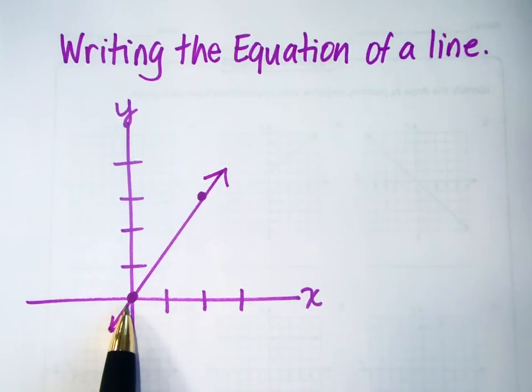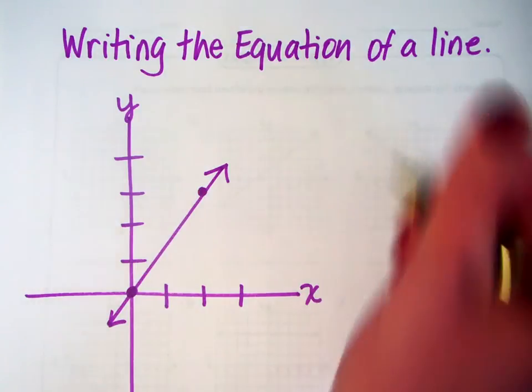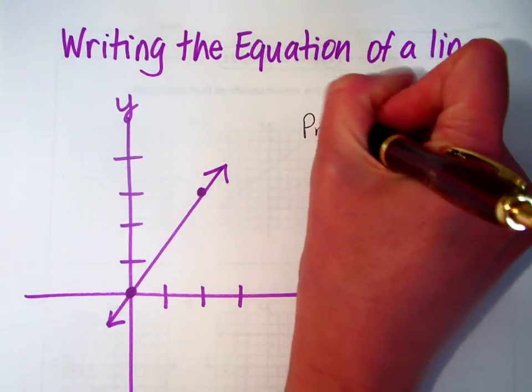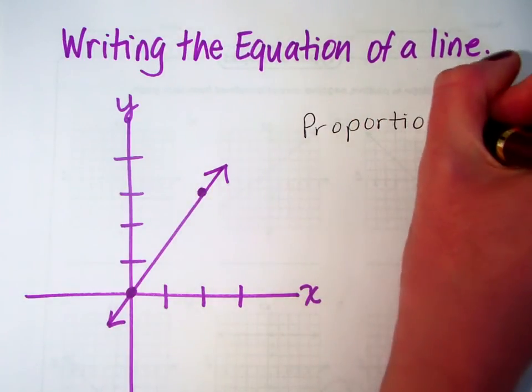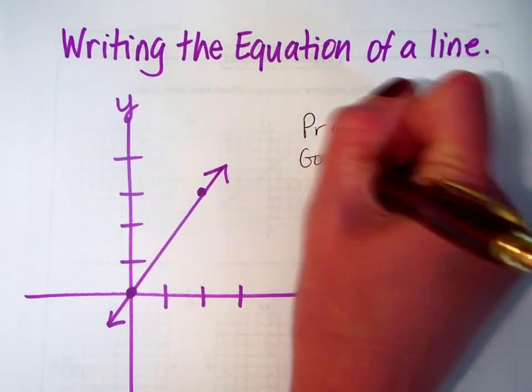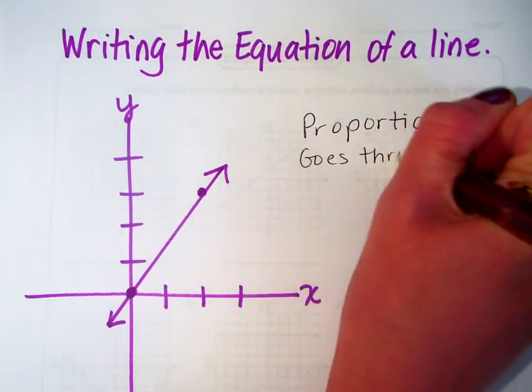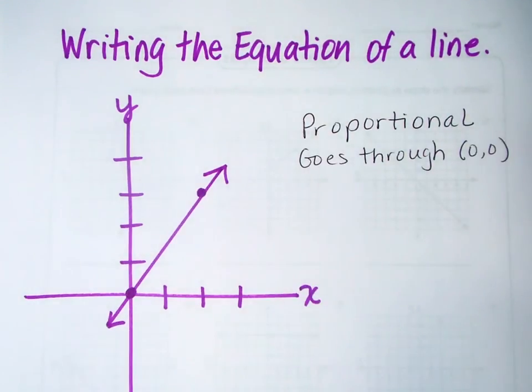Notice also this one starts right at the origin, or it goes through that point 0, 0. Do you guys remember what we call a graph that goes through the origin? Proportional, yeah? So this first example is one that is proportional. Which means it goes through the origin. It goes through 0, 0.